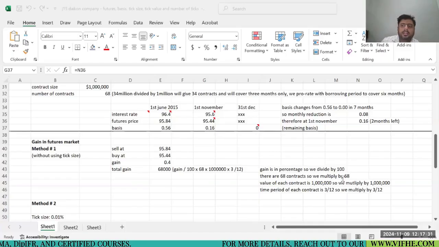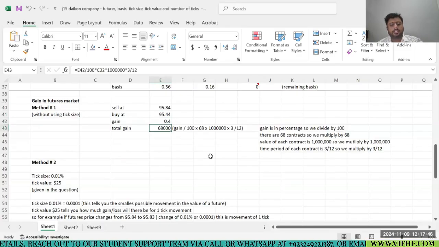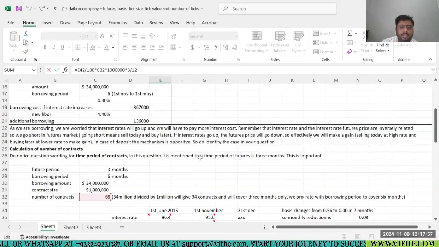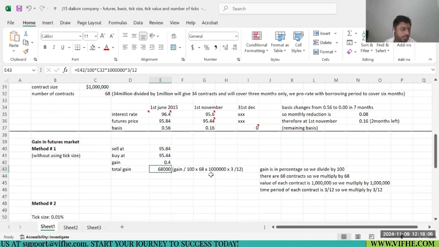Okay, so this is the expected futures price. Now what you do is calculate the gain in the futures market, method number 1, without using the tick size. Sell now, buy later, this is the gain, and then this gain is converted into total gain. So 0.4 is a percentage, so we divide 0.4 by 100. C32 is the number of contracts. C32 is probably the number of contracts into 1 million, which is the value of one contract, multiplied by 3 over 12. Okay, this is the normal way we do. This is the way we calculate the gain or loss in the futures market regularly in all our questions.